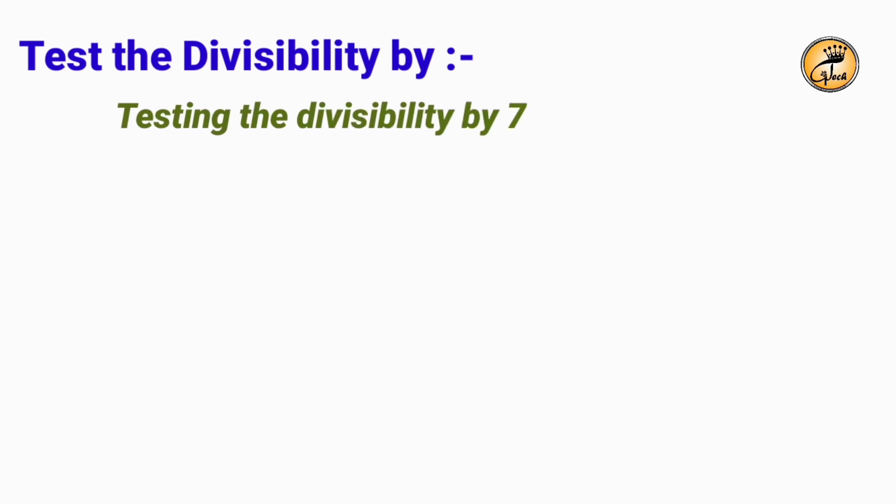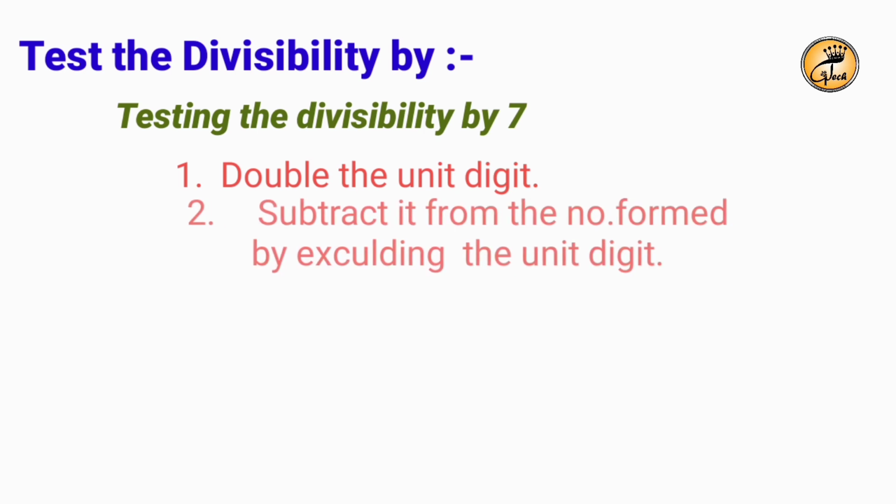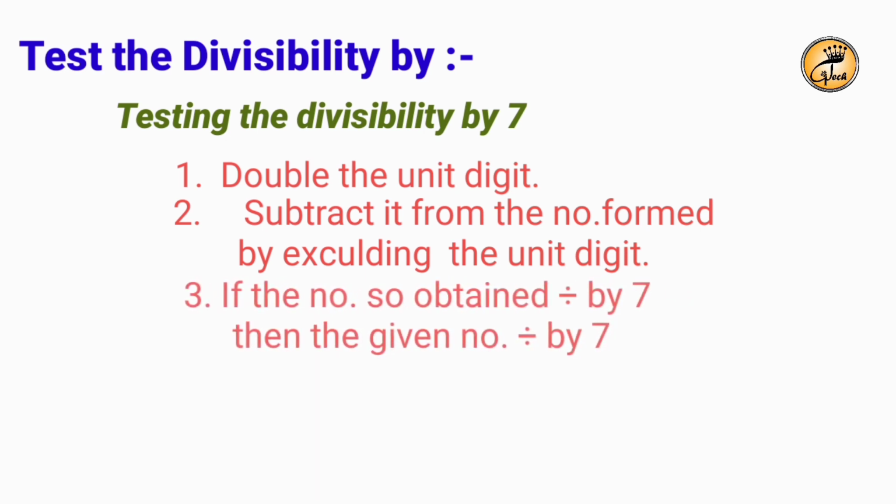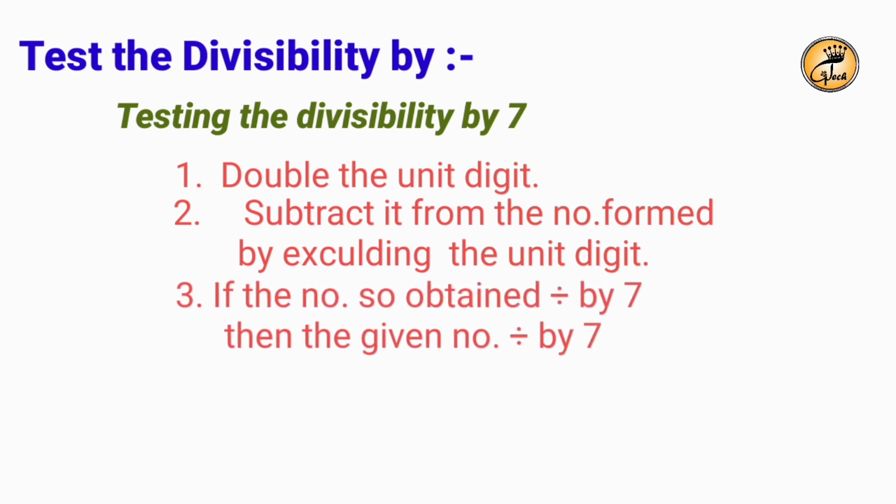For testing the divisibility of a number by 7, we proceed according to the following steps. First, double the unit digit of the given number. Second, subtract the above number from the number formed by excluding the unit digit of the given number. Third, if the number so obtained is divisible by 7, then the given number is also divisible by 7.